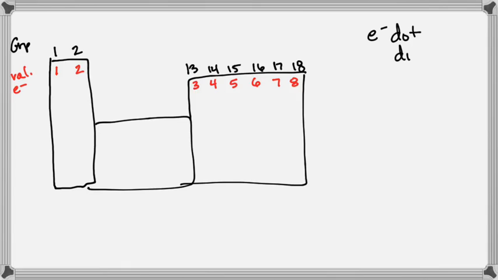Electron dot diagrams of individual elements before we move on. Your electron dot diagrams represent your valence electrons. So for instance, if I have, we'll say carbon, when I look at the periodic table, carbon is in group 14, so it has 4 valence electrons.